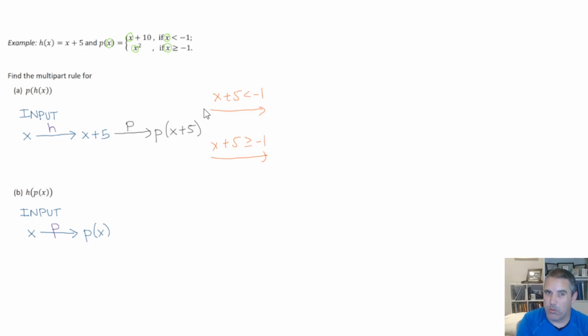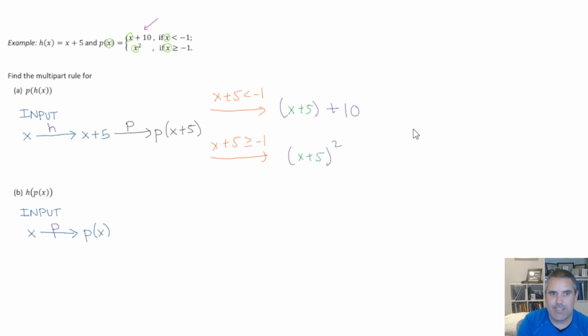And then we use the appropriate rule. So if it's less than 1, we use the top rule, but we replace. So we're going to do x plus, but maybe I should write it this way. We're going to do the top rule. Top rule is whatever you just input plus 10, or the bottom rule, which is whatever you input squared. So now let's throw in what we're inputting. We're inputting x plus 5, x plus 5, and then we're done.